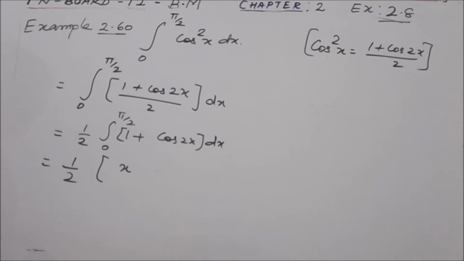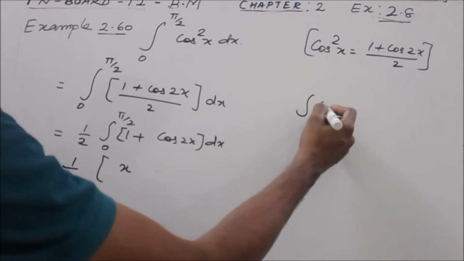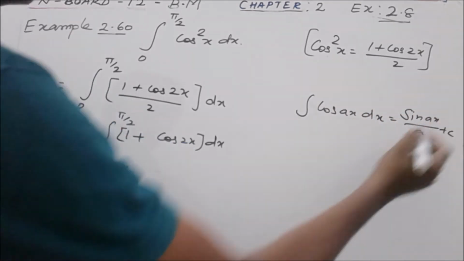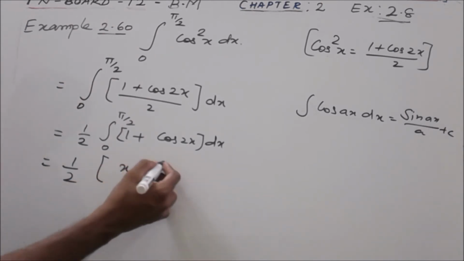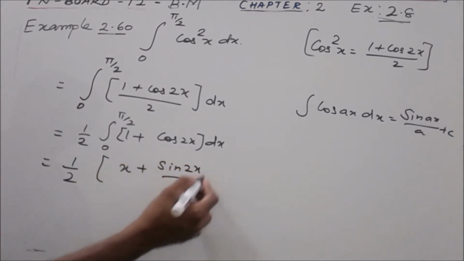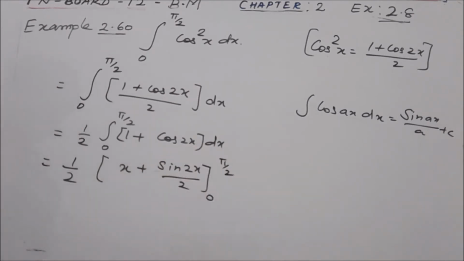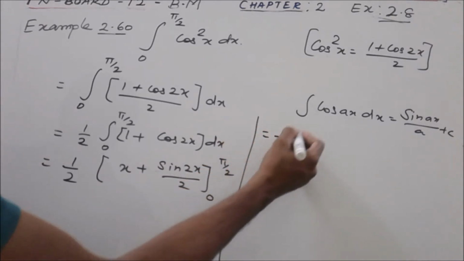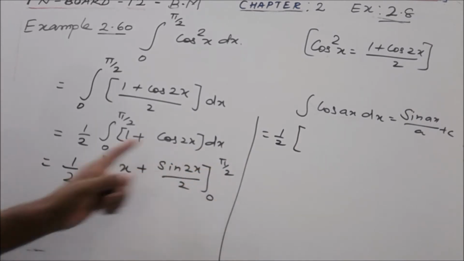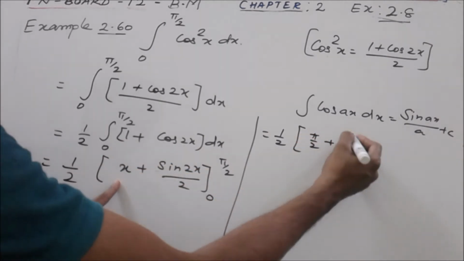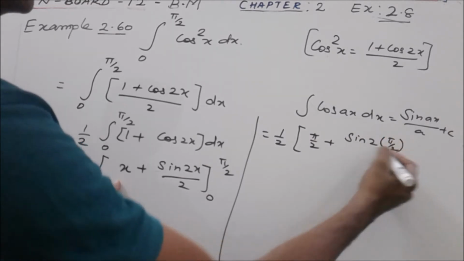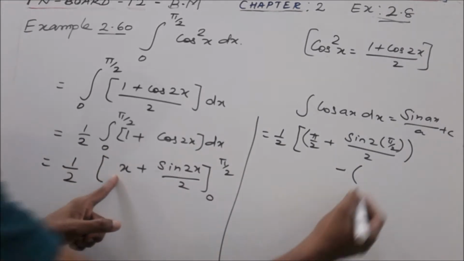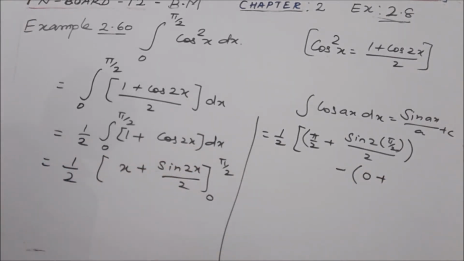just now we have learned the formula, integral of sin x is minus cos x. Integral of cos x is sin x, but integral of cos ax dx is equal to sin ax by a plus c. Now here plus sin 2x by 2, limit 0 to pi by 2. Now substituting the lower and upper limits, we will have 1 by 2 into, first substitute pi by 2 for x, pi by 2 plus sin 2 into pi by 2 divided by 2. Then minus the lower limit, substituting 0, 0 plus sin 2 into 0, sin 0.